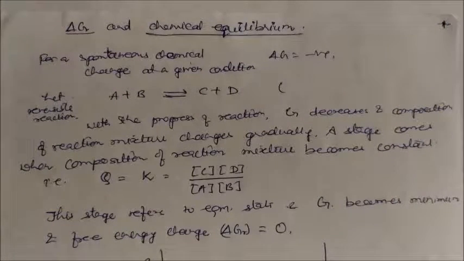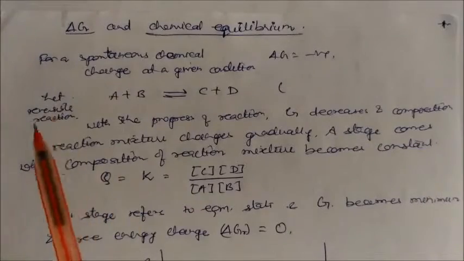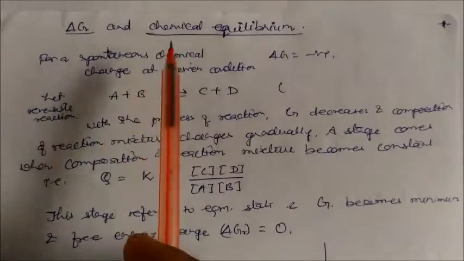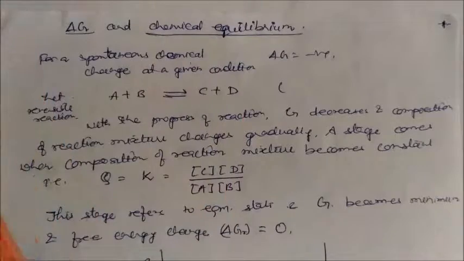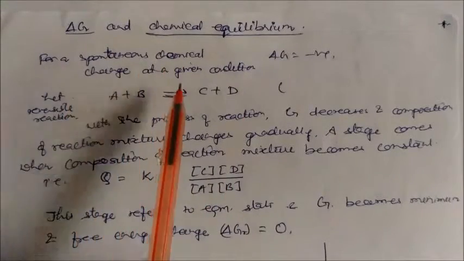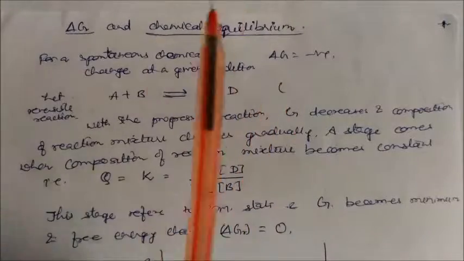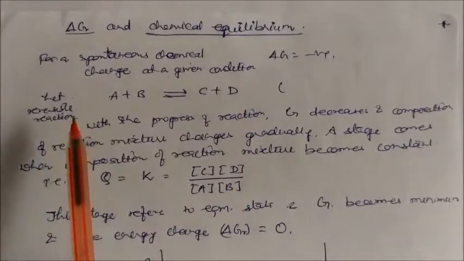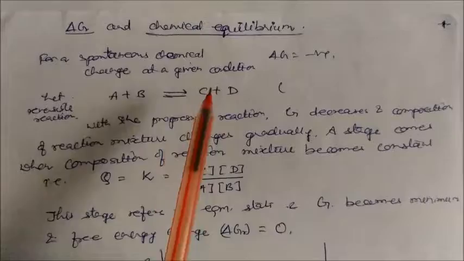Hello friends, today in this session we will study free energy and its relation to chemical equilibrium. We know that for a spontaneous chemical change at given conditions, delta G must be negative. So let us take one reversible reaction: A plus B giving C plus D as products.